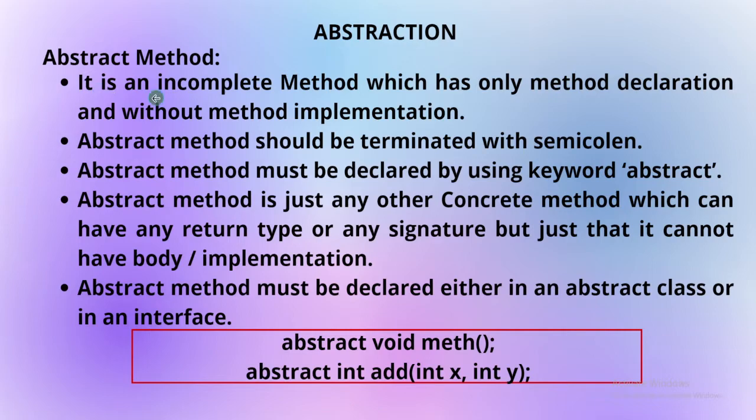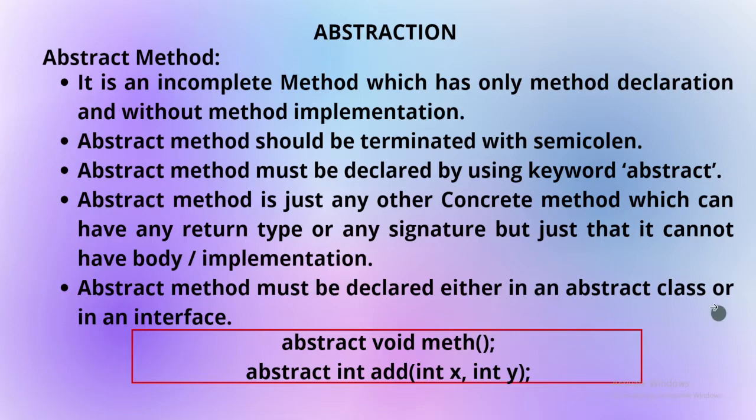Abstract method. Inside abstraction you have a special method which is called the abstract method. It is an incomplete method which has only the method declaration and no method implementation. An abstract method should be terminated with a semicolon. An abstract method must be declared by using the keyword abstract. An abstract method is just like any other concrete method which can have any return type or any signature, but it cannot have the body implementation. An abstract method must be declared either in an abstract class or in an interface.